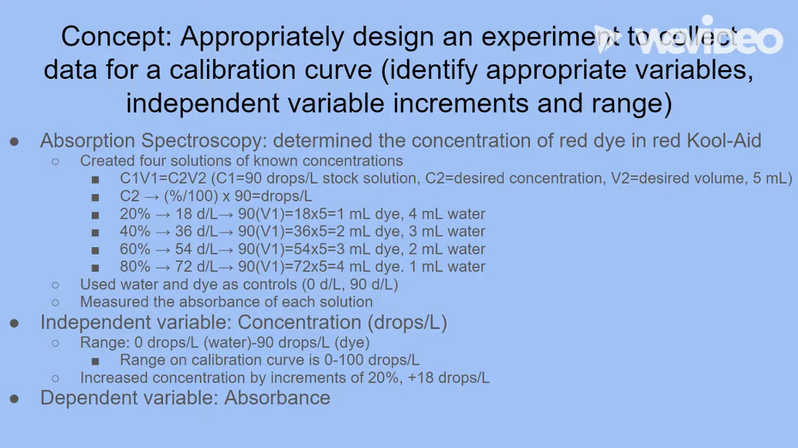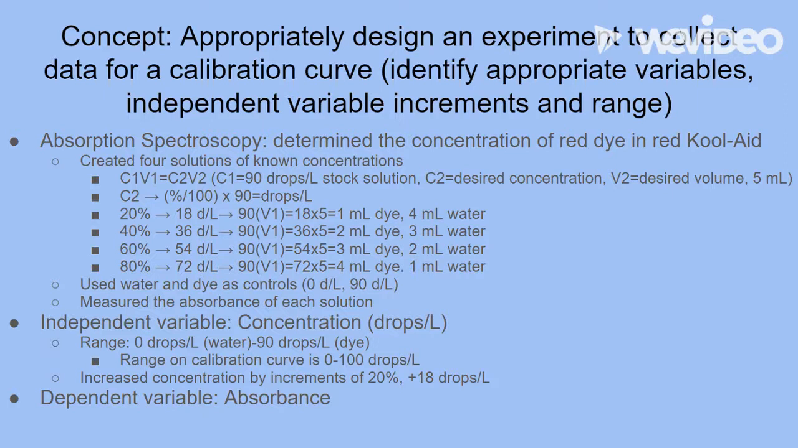I then had to use the equation C1 times V1 equals C2 times V2 in order to find how many milliliters of dye were necessary to complete each solution. C1 is 90 drops per liter, which is the concentration of the stock solution. C2 is the desired concentration of each solution in drops per liter. V2 is the desired volume of each solution, which is 5 milliliters. I also used water and dye as controls. 0 drops per liter is the concentration of water, and 90 drops per liter is the concentration of the red dye. After making each solution, I measured the absorbance of each solution.